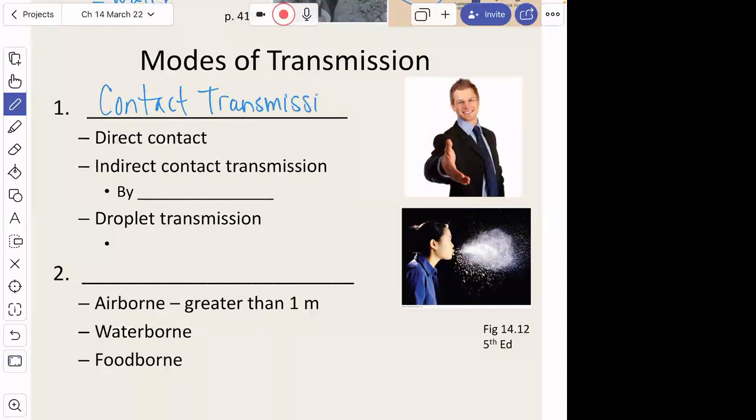It's kind of a fancy way to say the most obvious kind of transmission. You're in direct contact with somebody. So examples of direct contact: handshaking, kissing someone, sexual intercourse. You're in direct contact with another person. Indirect contact means that transmission happens via some kind of fomite. And a fomite is a non-living object.